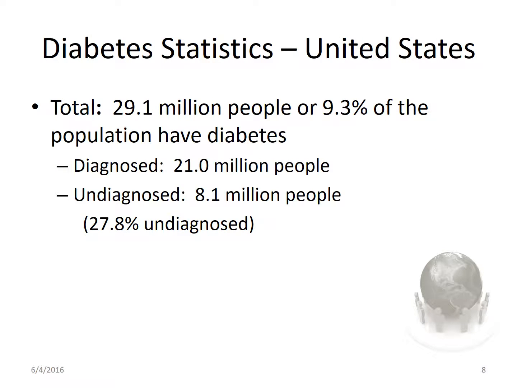Diabetes statistics for just the United States. Total of 29.1 million people, or 9.3% of the population, have diabetes. 21 million have had their diabetes diagnosed, and approximately 8.1 million go undiagnosed. So they could be having diseases getting worse and they don't even know it.